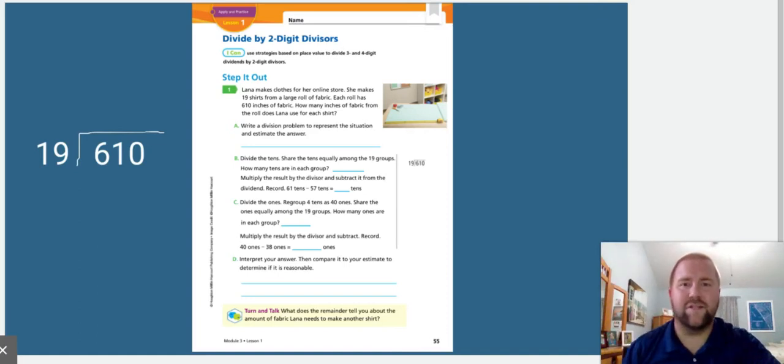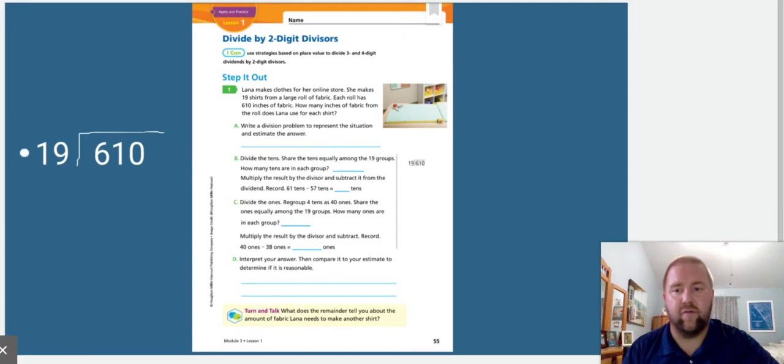Hey, boys and girls. Today we are going to be doing Module 3, Lesson 1, which is dividing by two-digit divisors. We've done some practice in the past of dividing with one-digit divisors. Today we're going to work on dividing with two-digit. So our I can statement for today says I can use strategies based on place value to divide 3- and 4-digit dividends by a two-digit divisor.